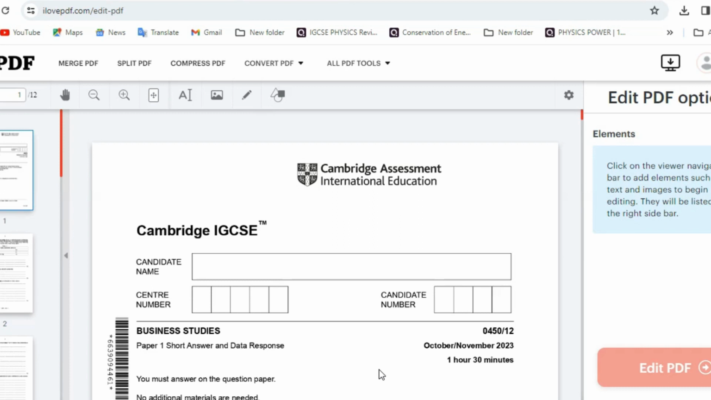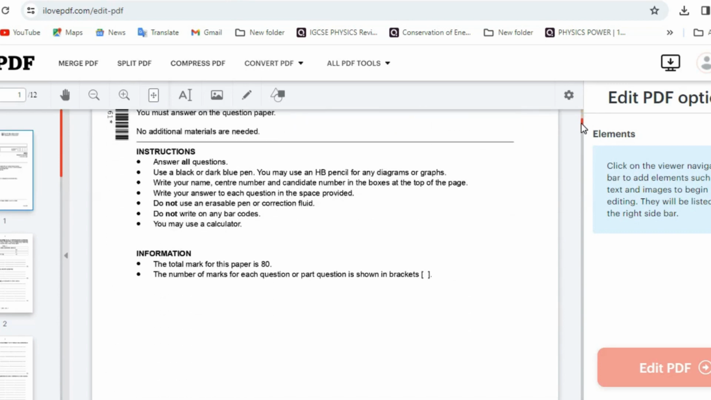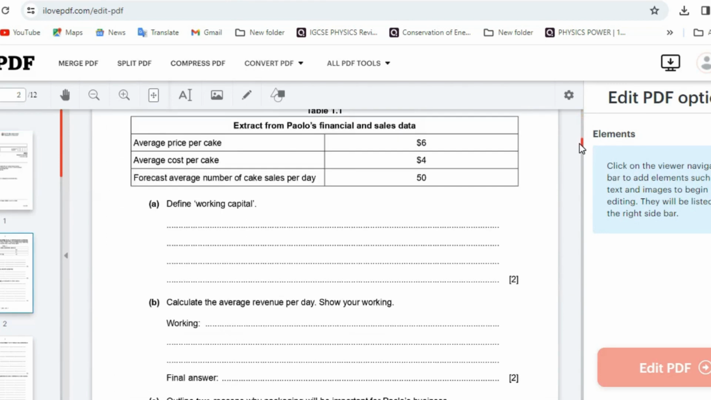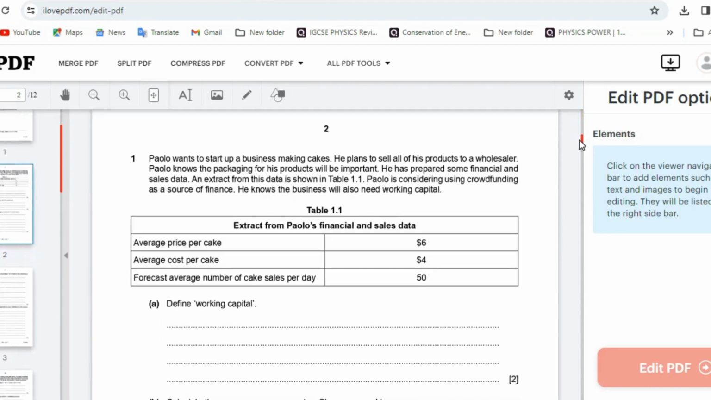Today we will be treating another Paper 1, that is short answer and data response on Business Studies, October-November 2023. Here we must answer all questions that we have, so let's scroll down and see what we have here. Now here we have question 1. We have a short appendix here. Let's try to read that out.